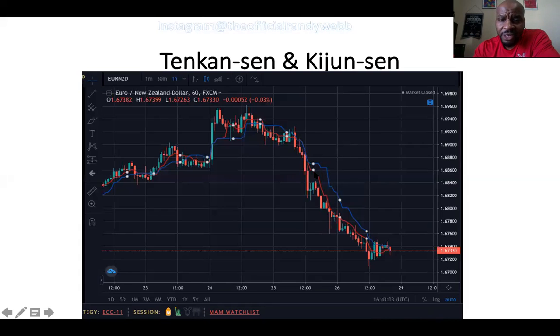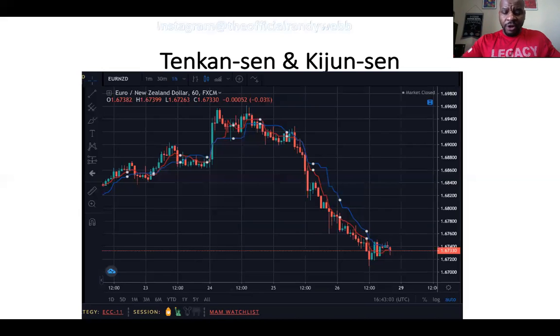So the conversion line and the baseline are also used as moving support and resistance lines. What do I mean by that? If you're like, what is resistance, Randy? What is support? I want you to go through your basics so that you can understand it a little bit more in detail, but let me just give you a quick summary, okay?